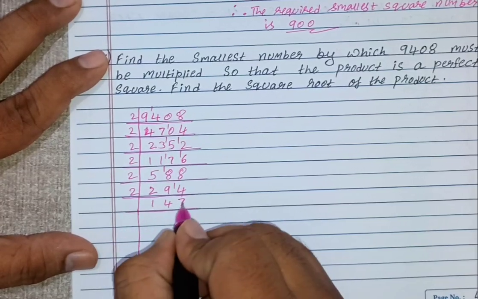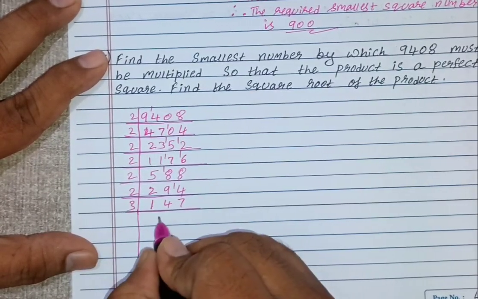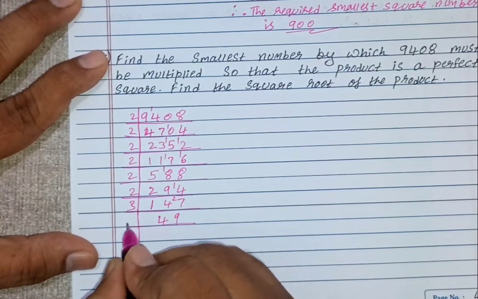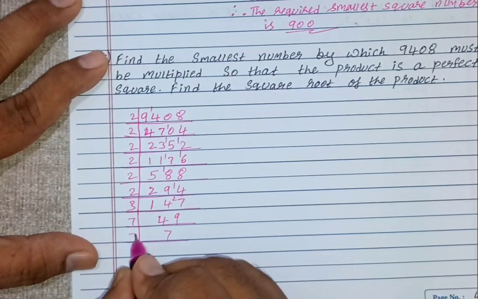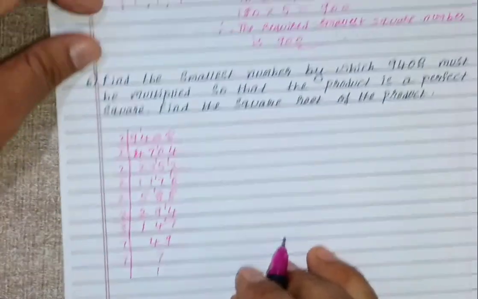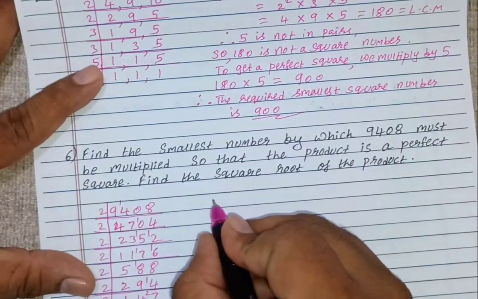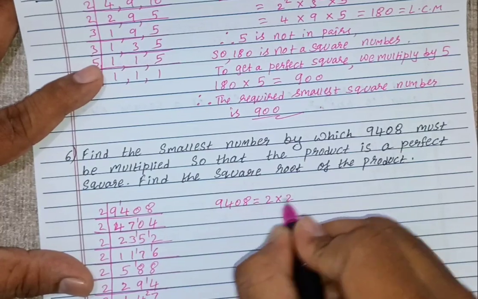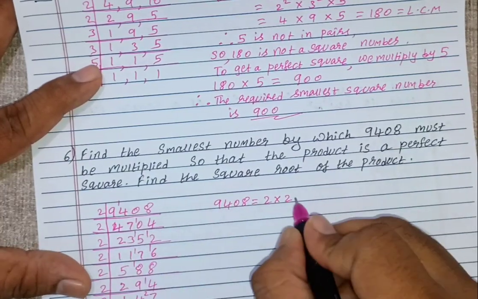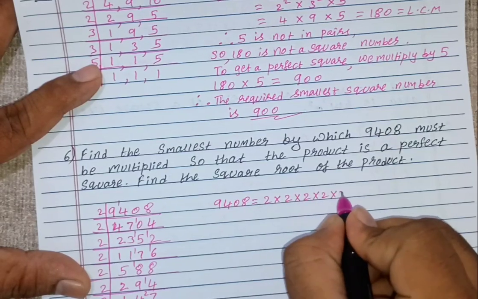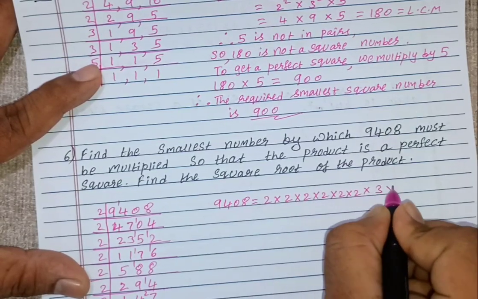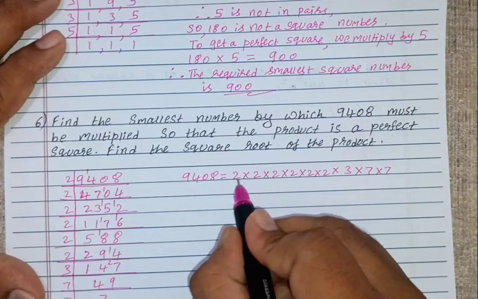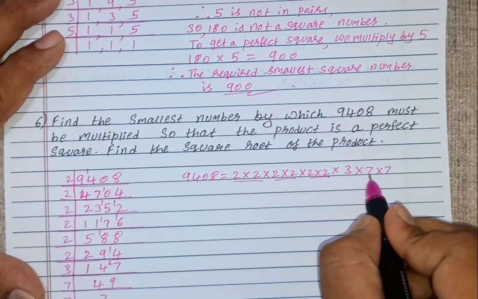Now it cannot be divided by 2, so take 3. 147 divided by 3 is 49. Then 49 is directly divisible by 7: 7 sevens are 49 and 7 ones are 7. So 9408 is 2 into 2 into 2 into 2 into 2 into 2 into 3 into 7 into 7. Now this is a pair, this is a pair, this is a pair, and this is a pair.